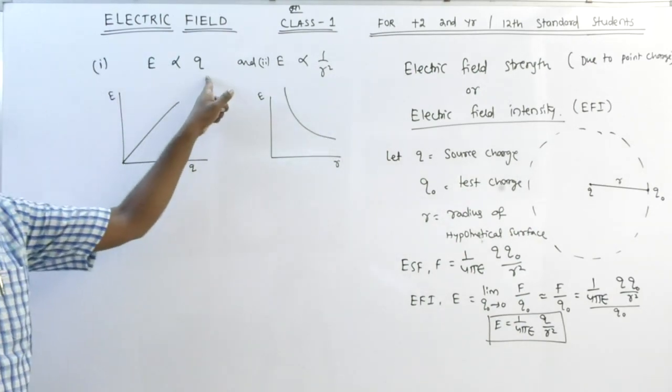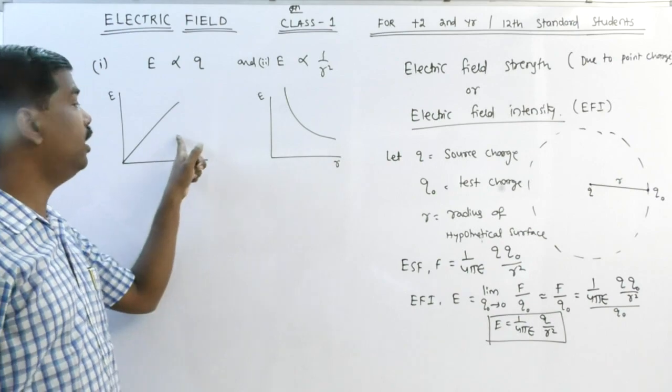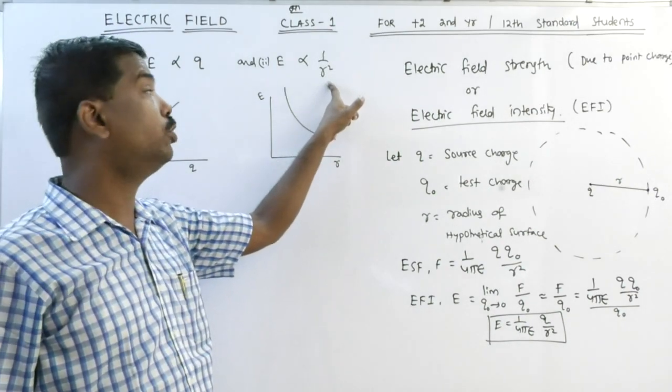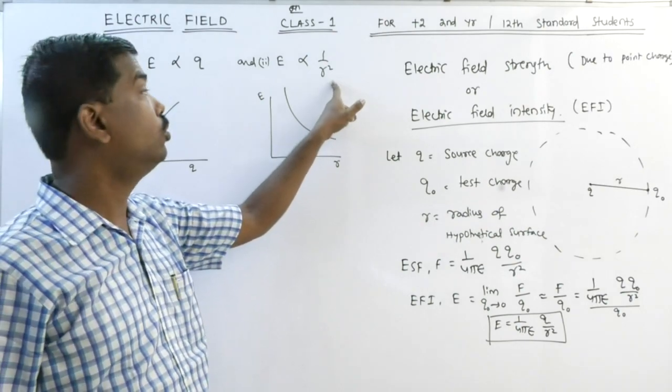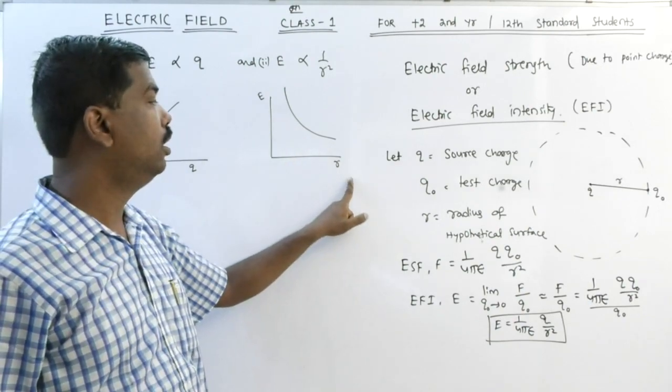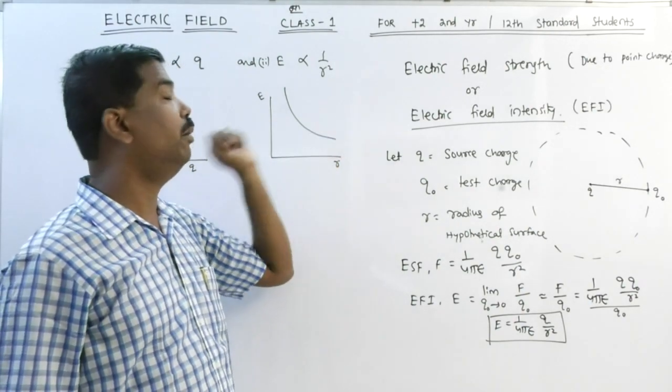It is directly proportional to the magnitude of the source charge. That's why the equation is a straight line. Here it is inversely proportional to the square, so it also obeys the inverse square law. So E is proportional to 1 by R square. So the graph of electric field and R is a hyperbola.